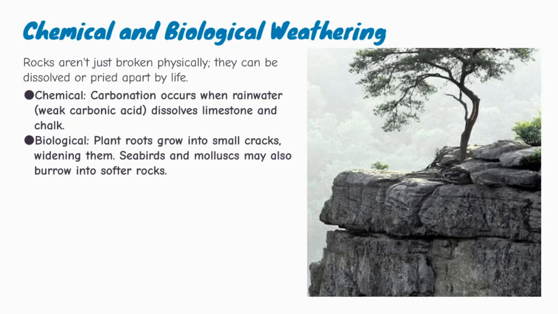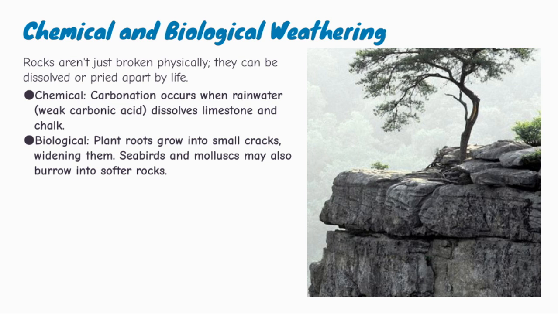Now let's look at chemical and biological weathering. Chemical weathering happens when rock is changed or dissolved by chemical reactions. A key example is carbonation. Rainwater mixes with carbon dioxide in the air to form weak carbonic acid. This weak acid can dissolve rocks that contain calcium carbonate, such as limestone and chalk. Over time, carbonation weakens and dissolves these rocks. This is especially important on coastlines made of chalk or limestone.